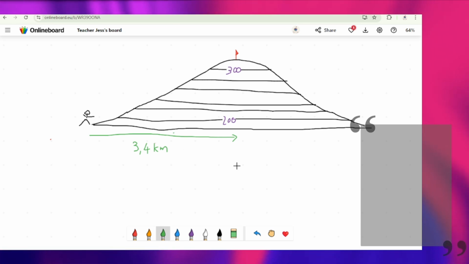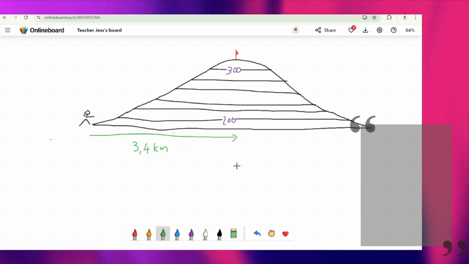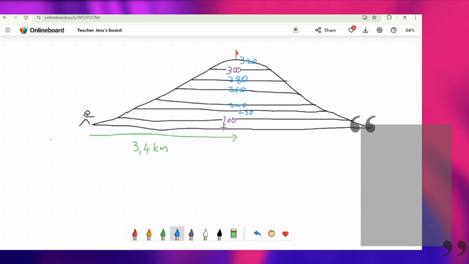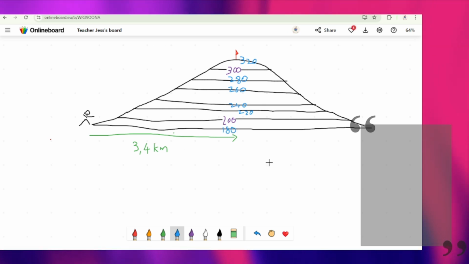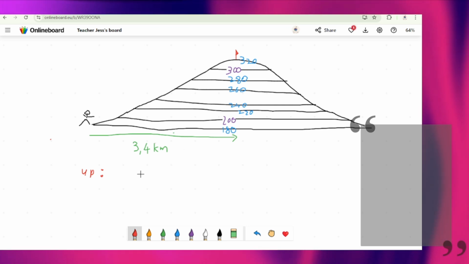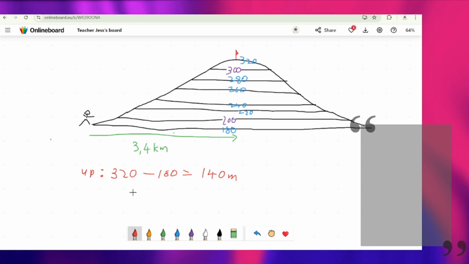A map won't always have every contour line labeled. So sometimes they only have every 5th one labeled. Then you just have to work it out. So he started over here at 180. Now we have everything that we need. How far up did he go? He went from 180 to 320. That making sense so far? 140. Step number 2 is we work out our across.